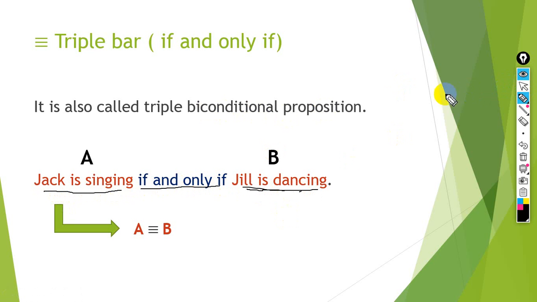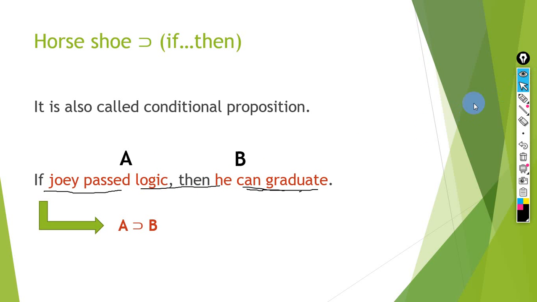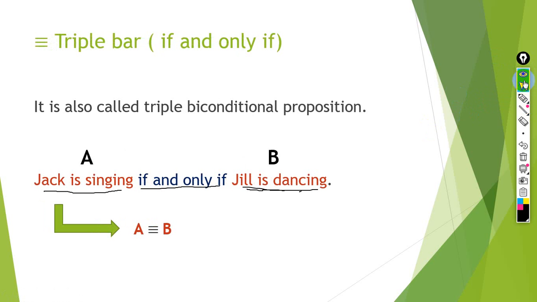Now, for example, in the previous slide I had "Joy passed logic and then he can graduate." For example, Joy can graduate if and only if Joy passed logic. Let me write this statement for the triple bar. In the previous statement: if Joy passed logic, then he can graduate.